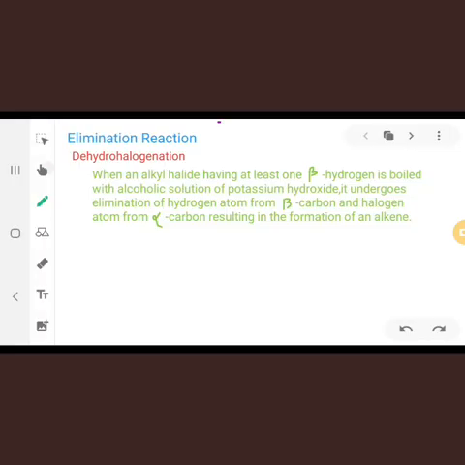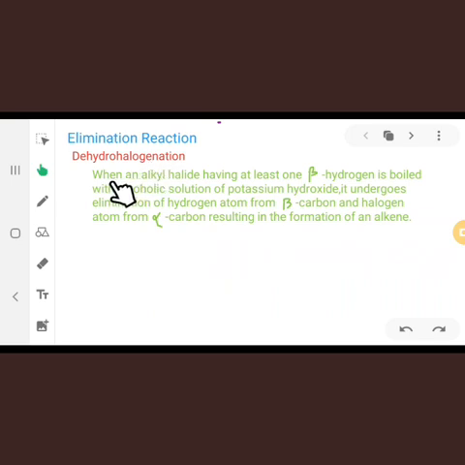Let us see elimination reaction. Okay, elimination means what? Removal. Removal of any group, molecule or atom from the reaction is called an elimination reaction. In this elimination reaction we are going to study dehydrohalogenation, which means elimination of hydrogen and halogen will take place.